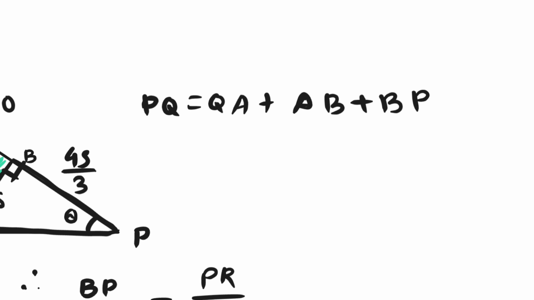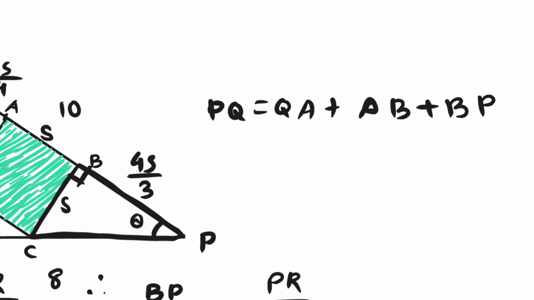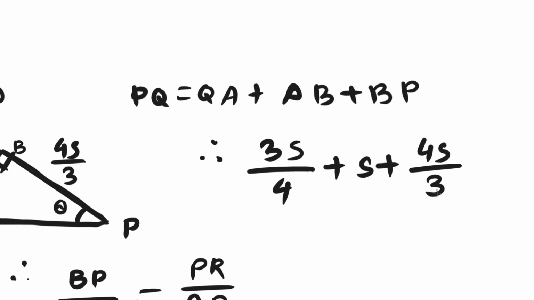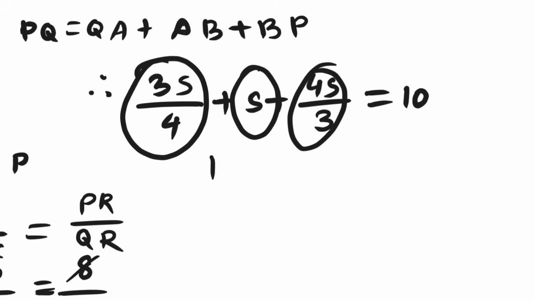Now let's substitute these expressions back into our earlier equation for the hypotenuse. Remember, QA plus AB plus BP equals 10. Replacing each segment with its expression gives us 3S divided by 4 plus S plus 4S divided by 3 equals 10. Now we need to combine these three terms, but before we can add fractions, they must have the same denominator. The denominators are 4, 1, and 3. The least common denominator is 12. So let's rewrite every term with denominator 12.